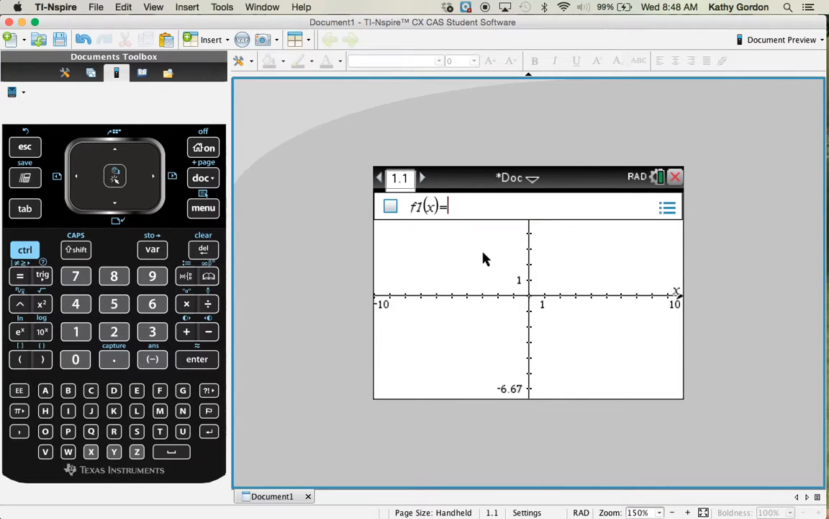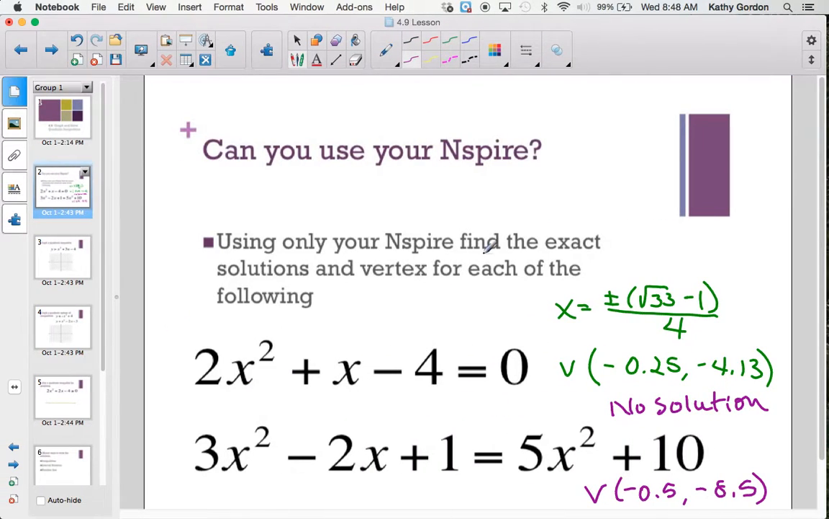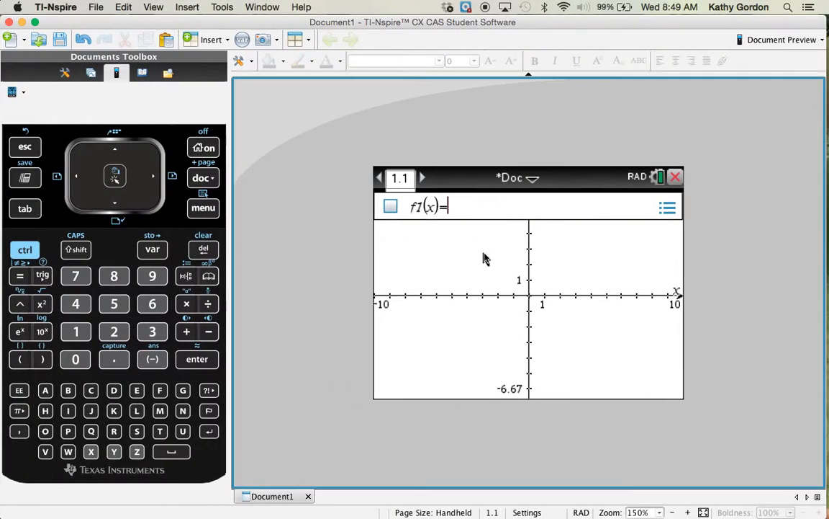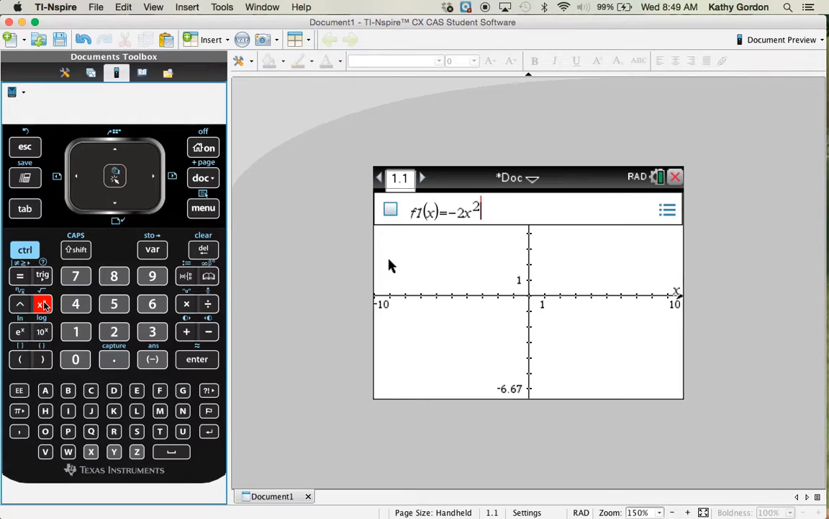So let's say it's this last one. What do we end up with? Negative 2x squared minus 2x minus 9 is what it would be, right? Negative 2x squared minus 2x minus 9. Okay, so I hit enter and boom! That was exciting. Nothing, right?